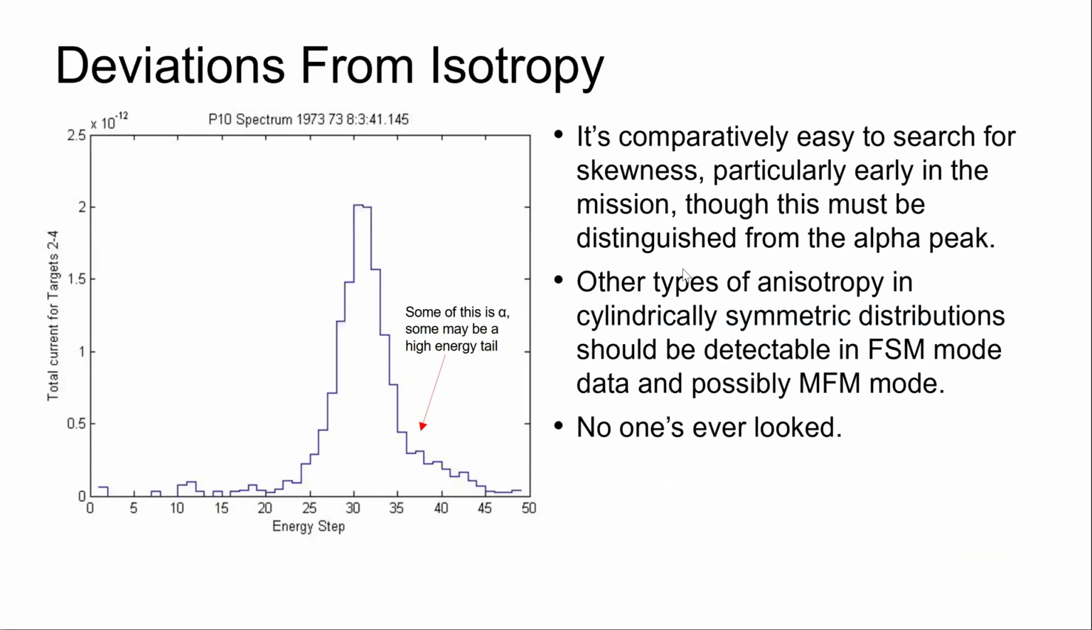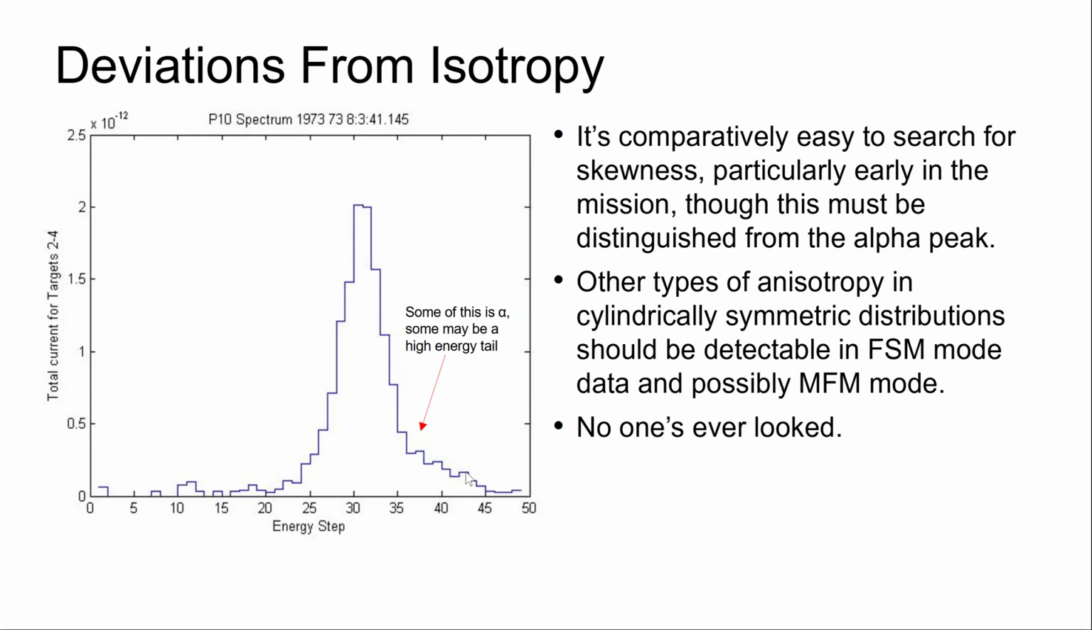Another thing you can do with the spectra is look for deviations from isotropy. It's easiest to detect skewness. In this spectrum here, taken after the shock you saw on the previous page, it's pretty easy to see that there's a high energy tail that's swamping the alpha particle peak. So skewness you can find by looking at the spectra directly.